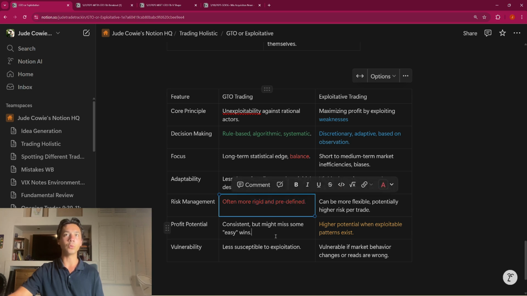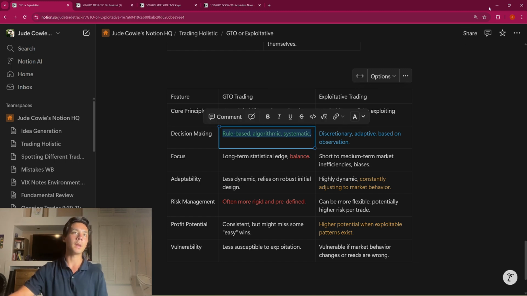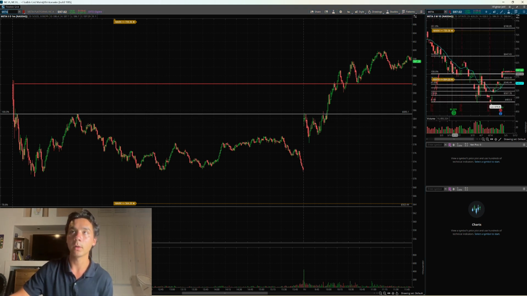We're much more rule-based and algorithmic, systematic in our thinking. And how does that translate into trading? Well, levels. Levels are a great way to look at it. And I see it, I put a higher time frame Fibonacci on it, and this is a good level intraday.